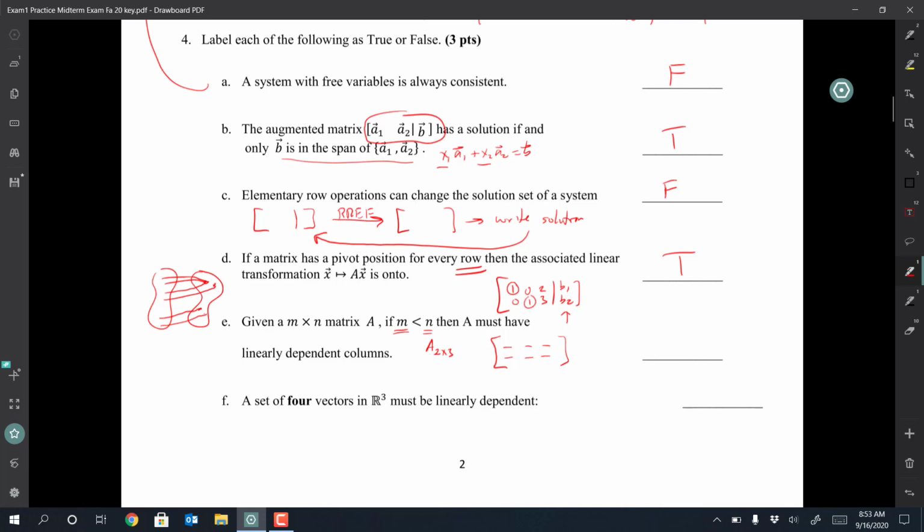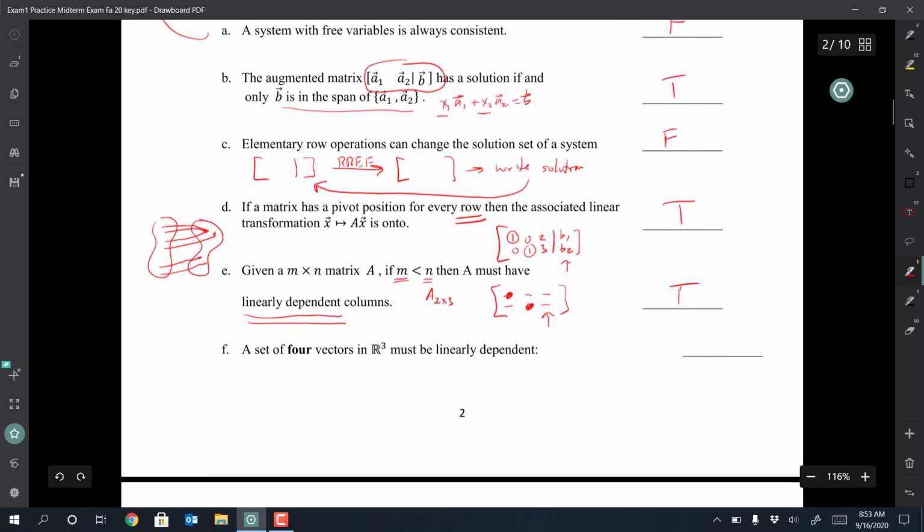And then it's talking about linearly dependent columns versus independent columns. Well, I know that the columns are independent if there's a pivot in every column. But if my matrix is 2 by 3, at most I could have 2 pivots, which means there can't possibly be a pivot in every column. That tells me that this matrix has to have linearly dependent columns. So, given an m by n matrix A, if m is less than n, then A must have linearly dependent columns. That appears to be true.